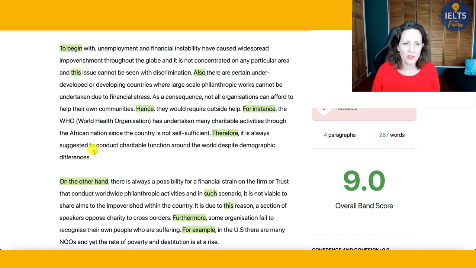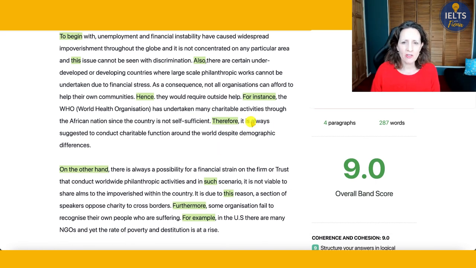Therefore, it is always suggested to conduct charitable function. So we're trying to avoid the word activities, function, works. I can see that they're trying to use synonyms, but they're not quite right. You don't conduct charitable function. "It is always suggested" implies that it's general, and we know that it's not general, because this is the issue that we are discussing. So I would disagree, it is not always suggested. And that is grammatically wrong.